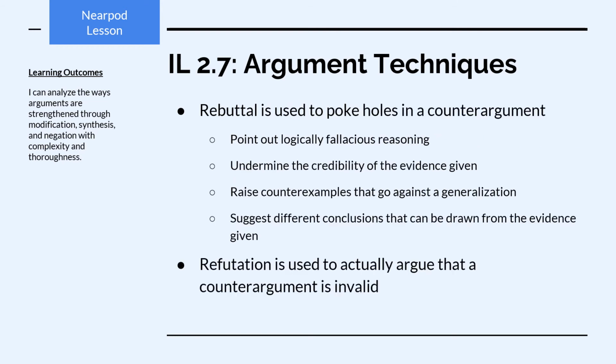Rebuttal, in other words, is used to poke holes in a counterargument by pointing out logically fallacious reasoning, by undermining the credibility of its evidence, by raising counterexamples that go against a generalization that argument makes, or by suggesting different conclusions that can be drawn from the evidence that's given. Refutation, on the other hand, is where you actually argue that the counterargument is invalid. So these two devices often go hand in hand. Rebuttal will raise questions about the counterargument. Refutation will actually prove it invalid or wrong.